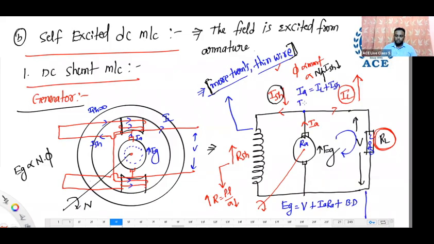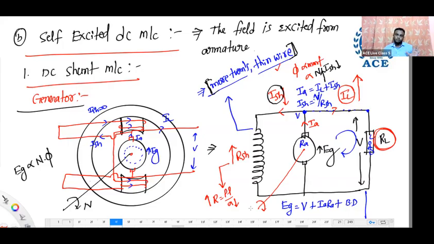And what is ISH in this? What is this node voltage, EG or V? This node voltage is V, because all are the same point, just extended. So it is V, not EG. EG is inside the armature. Once outside the brush, whatever is coming, that is V only. That's why ISH is V by RSH. Field current is V by RSH.